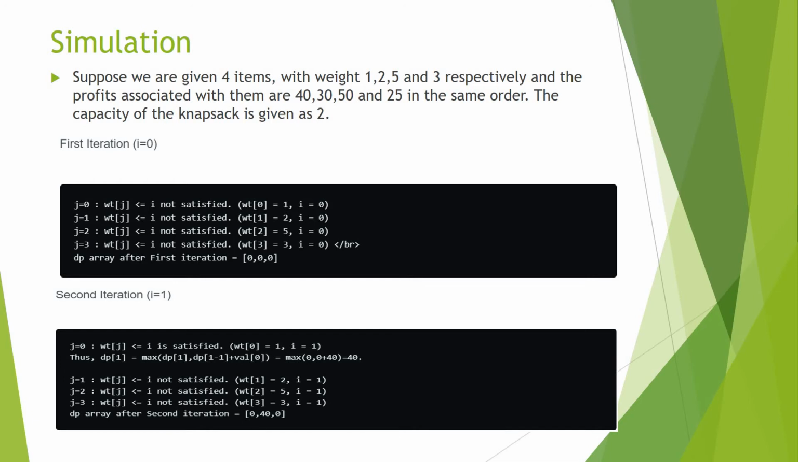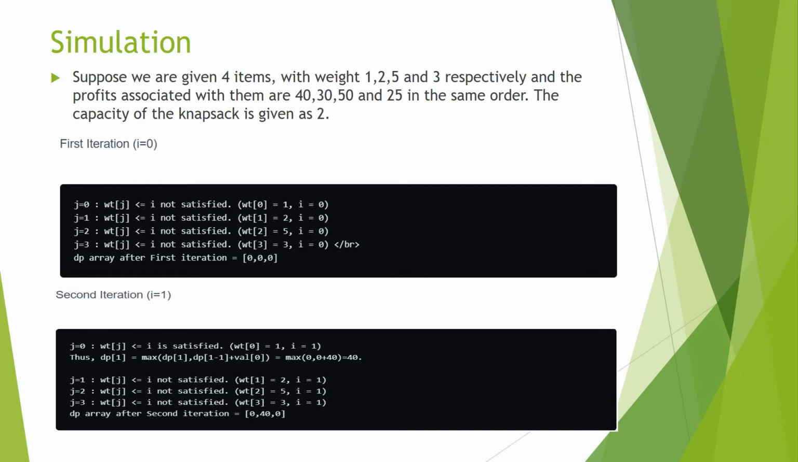In the second iteration, i equals 1, j equals 0, so the weight of the first element is 1, i is also 1, so the condition is satisfied. So dp[1] will be the maximum of dp[1] and dp[1 minus 1] plus the value of that item, so value 0. Here we are getting the maximum value of 40.